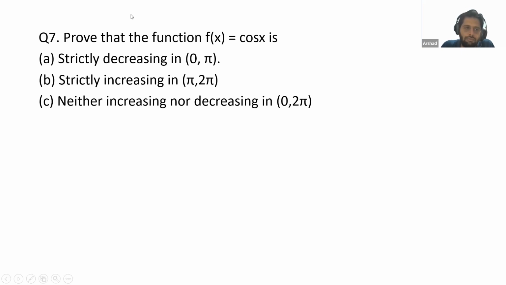I will give you 3-4 minutes for this question. Please complete it and share yours. Let me know if anyone has a doubt in this question.